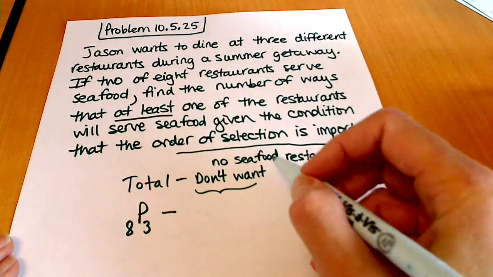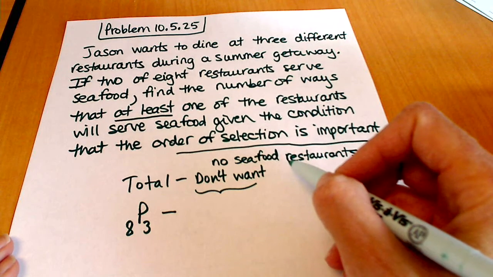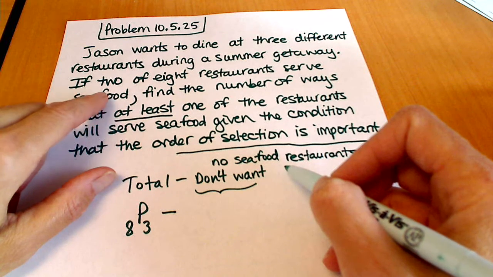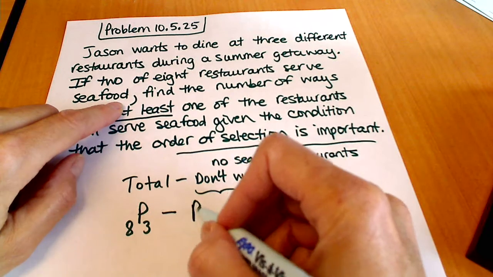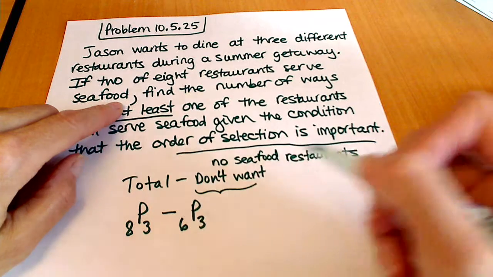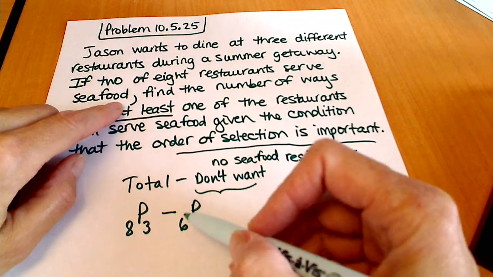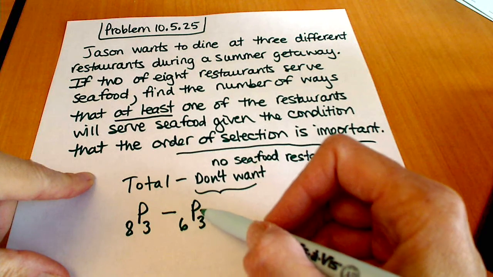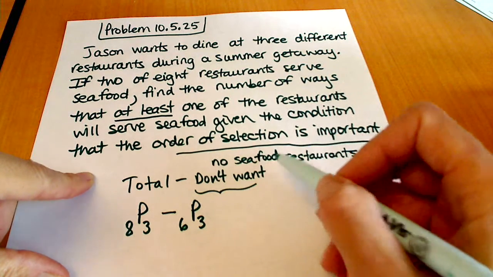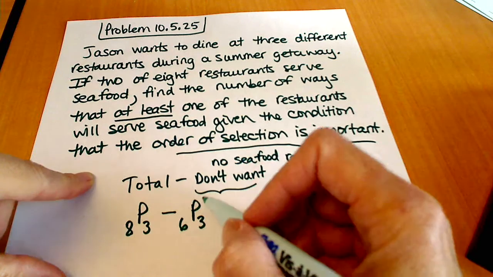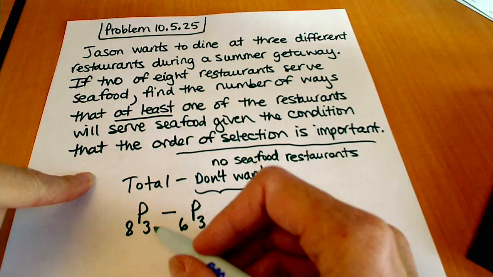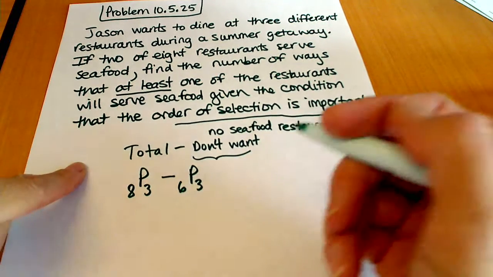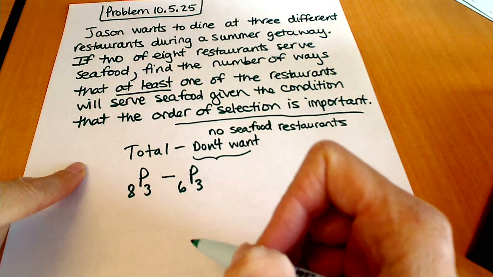So the number of restaurants that don't have seafood is 6 of them, right? Because it says 2 of the 8 have seafood. That means 6 of the 8 don't. So if I take a permutation of 6 things taken 3 at a time, this is going to represent how many ways he can choose restaurants that don't have seafood. Okay, so subtracting that from our total, and this is the idea of using a complement, is what's going to give us our solution here.